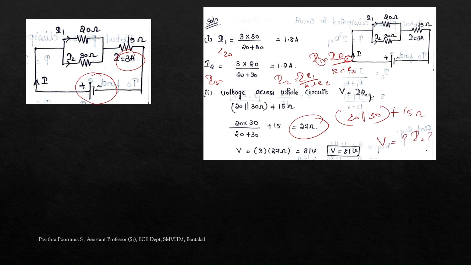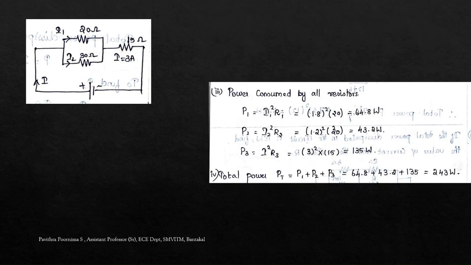To find the total voltage, we need the total current and the total resistance. The total current is given, which is 3 amps. To find the total resistance, we simplified the circuit and got 27 ohm. So total voltage V equals I into R, total current into total resistance, which gives 81 volt.